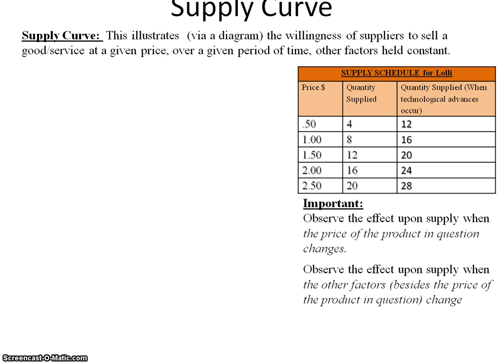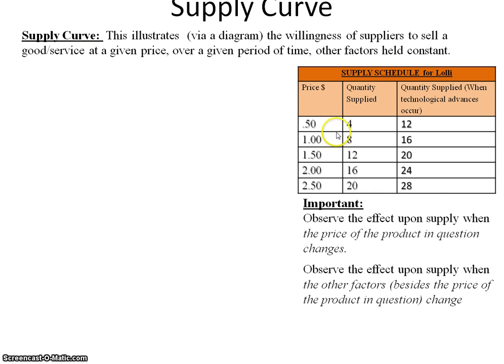The supply curve therefore illustrates the willingness of suppliers to sell a good or service at a given price over a given period of time, other factors being held constant. We have our supply schedule for lollies, quantity supplied, and then we relax our assumption. What will be the impact of a change in other factors upon the supply? In this case here, the factor that we're going to look at or relax is that we're going to assume that the supplier experiences an advancement in their technology to produce the lollies.